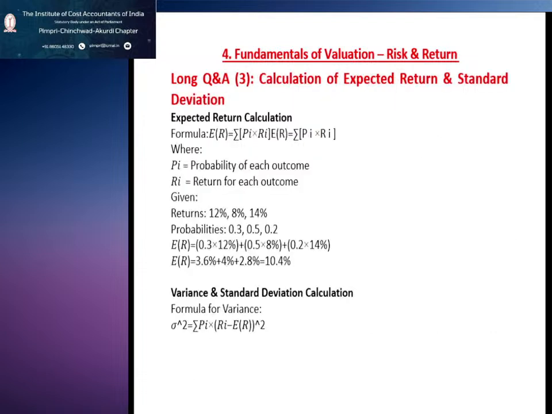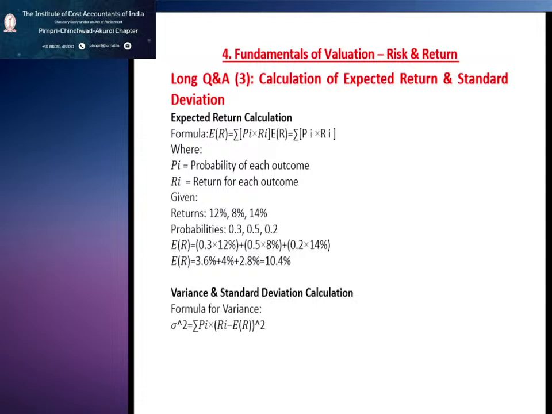Then in long question and answer 3, the concept dealt with is the calculation of expected return and standard deviation. So for the expected return calculation, this is the formula, where Pi is the probability of each outcome and Ri is the return of each outcome. Given returns of 12%, 8%, 14%, and probabilities of 0.3, 0.5 and 0.2, the expected return will be 10.4%, and that's how the formula is calculated.